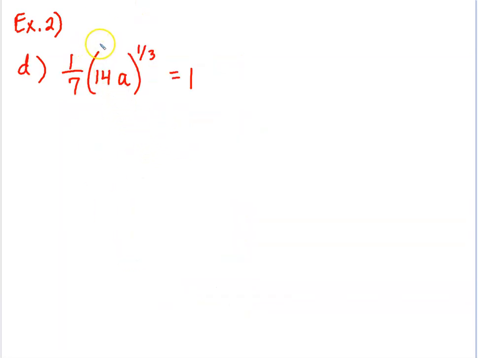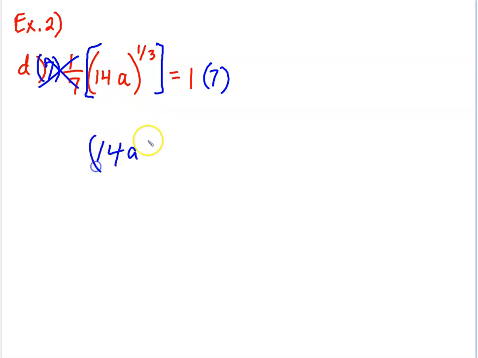Letter D, the radical is right here. It's the cube root of 14a. So I need to undo multiplying by 1/7, and I can do that by multiplying by 7. So these will just wipe out. So 14a to the 1/3 power equals 7. And then again, the way I undo this cube root, I just raise it to its reciprocal. The reciprocal of 1/3 is 3. So those will cancel.